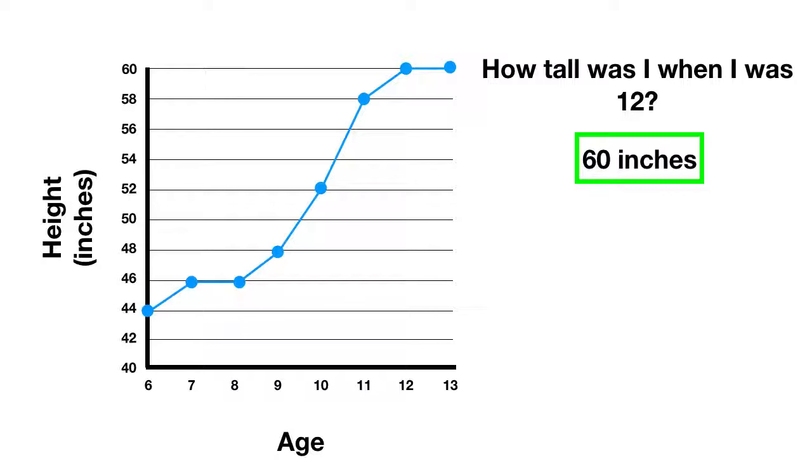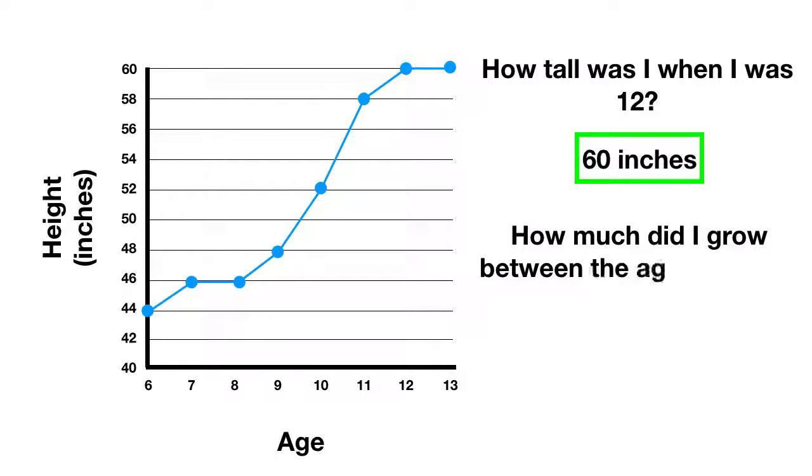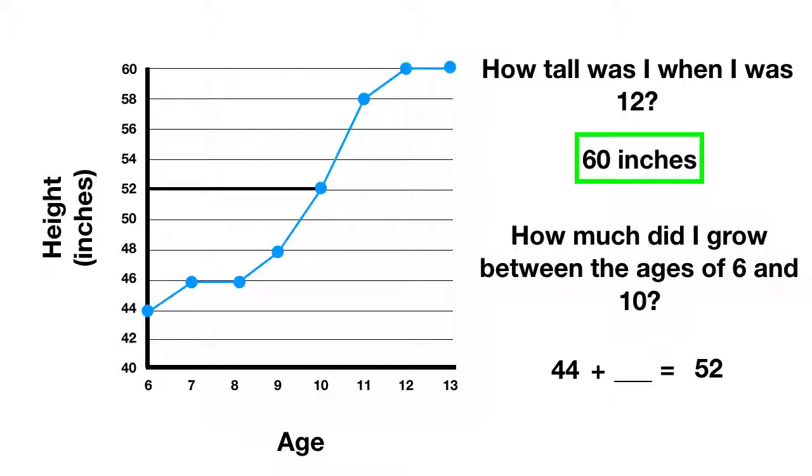And here's the last question. How much did I grow between the ages of 6 and 10? Well, you can see at age 6, the dot's right here at 44. I was 44 inches tall. Then I'm going to grow some amount, and this is going to give me my height at age 10. Well, at age 10, you can see the dot's right here. It's all the way up at 52. I was 52 inches tall. You could then solve that between the ages of 6 and 10, I must have grown 8 inches.